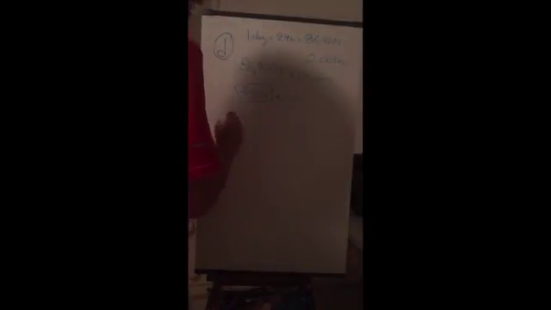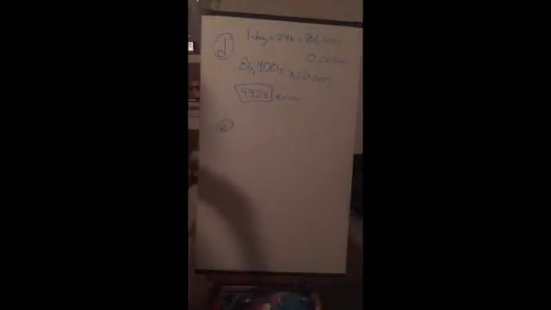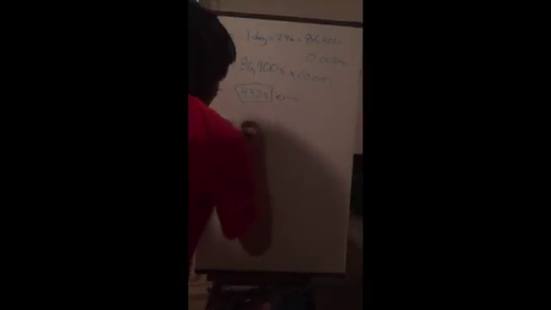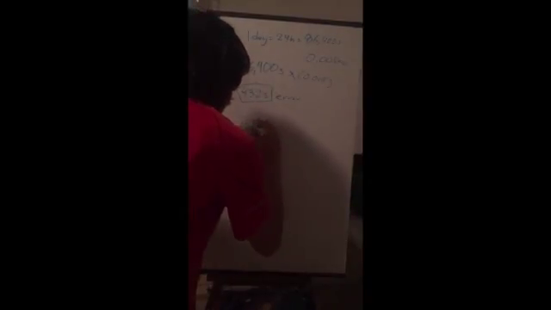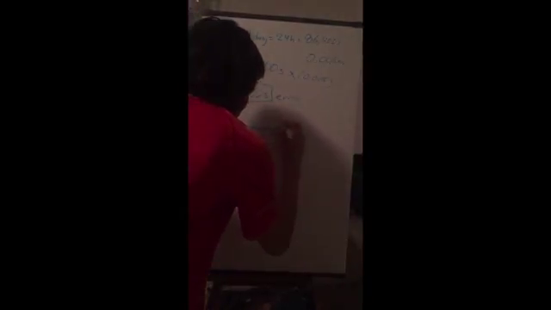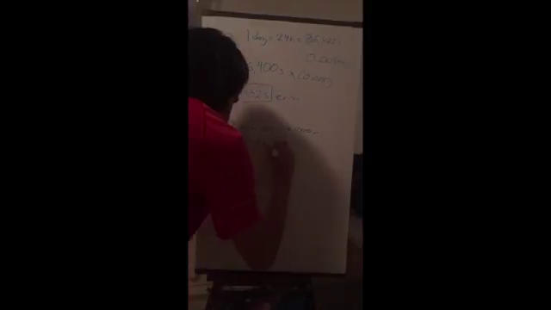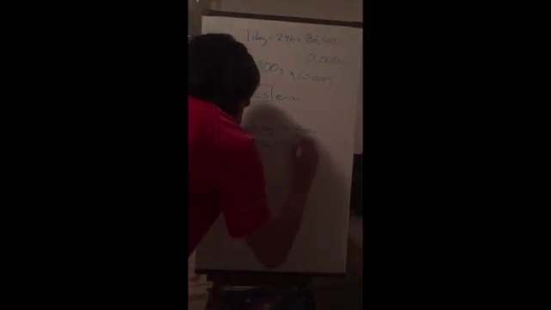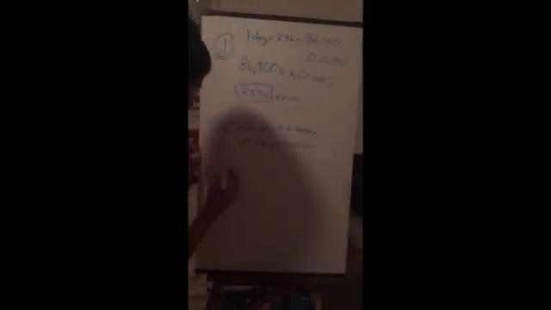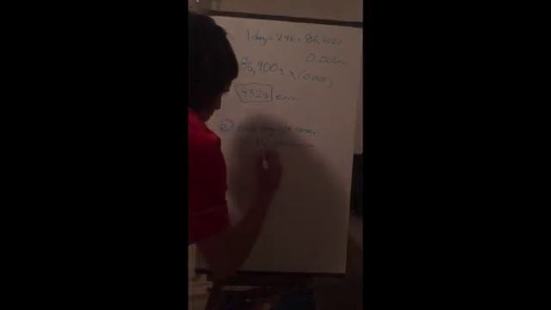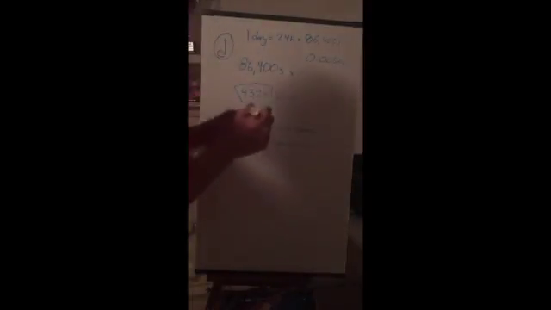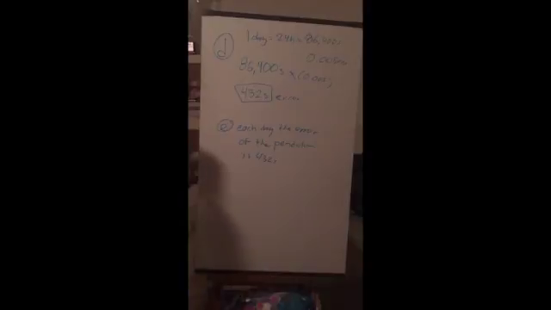So on letter E, it says to explain what D means. And it means that each day, the error of the pendulum is 432 seconds in difference. And that would be it.